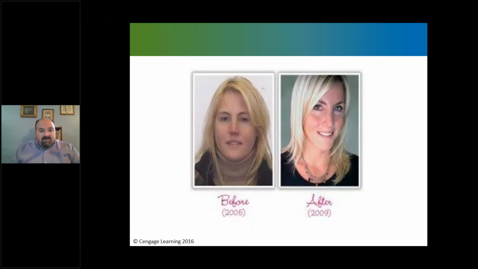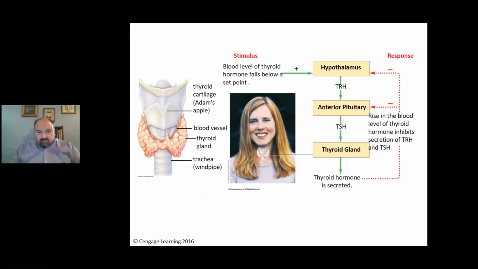Here's someone who had hypothyroidism 2005 to 2009. See the difference as far as the weight gain and such. And this is just showing you what's taking place. It's showing you the same image that we saw earlier, this chain of hormones, glands, and nervous system structures, the hypothalamus, and the hormones that are being released and what's taking place as a result, where we end up having thyroid hormone being released.